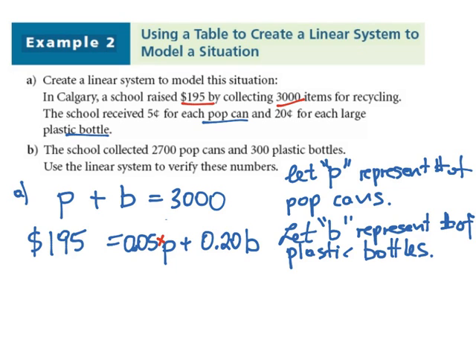The first equation describes that when we add the number of plastic bottles and pop cans, we get 3,000, and the cost associated with plastic bottles and pop cans is going to be $195.